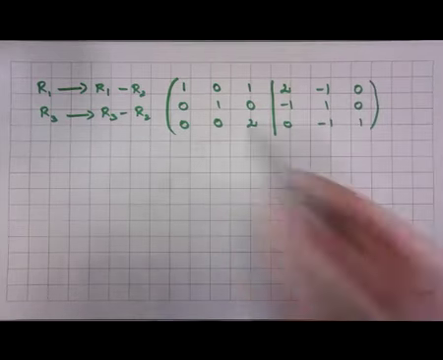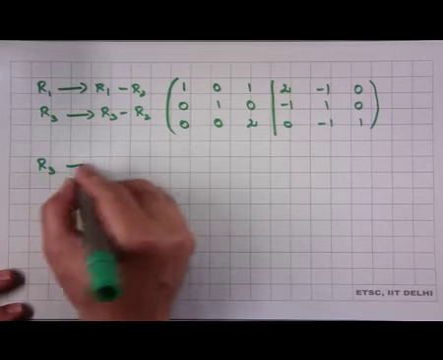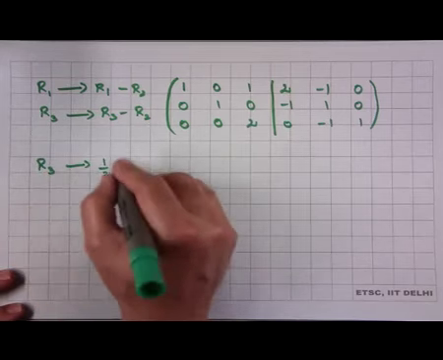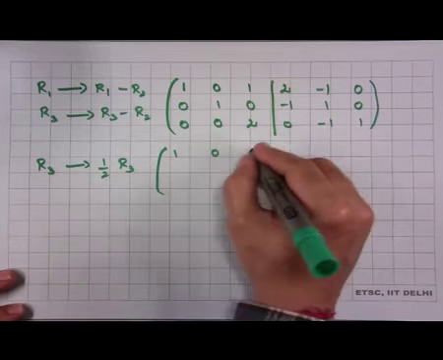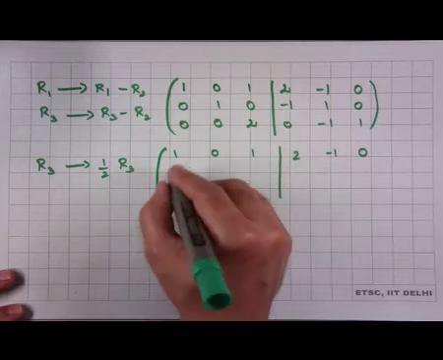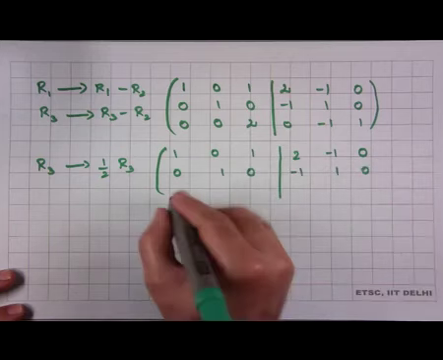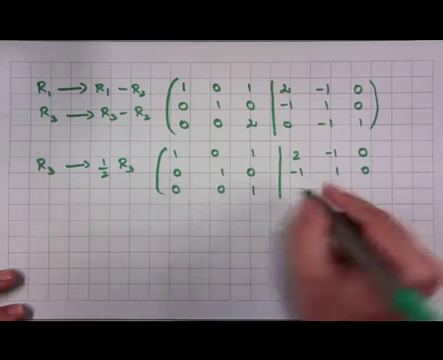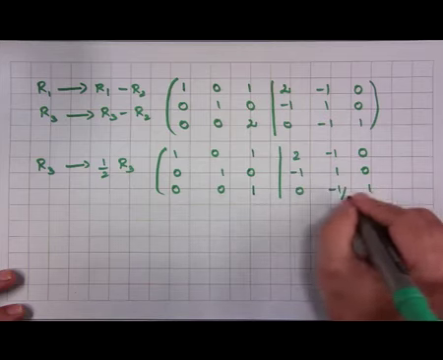Finally, you have 2, let us convert this 2 into 1, R3 is replaced by half of R3. 1 0 1, 2 minus 1 0, 0 1 0, minus 1 1 0, 0 0 1, 0 minus half and half.